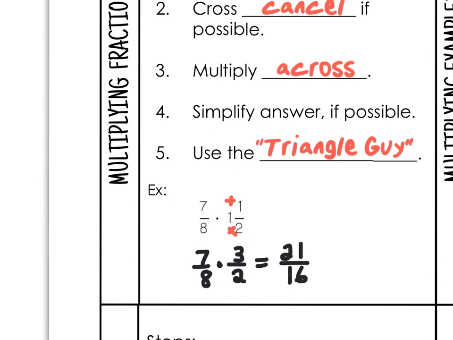And then we're going to simplify our answer, which in this case we cannot. So we're going to box 21 over 16. It does say to use triangle guy, so let's just draw that out here so it's always handy for us. We have 2 positive fractions, which means it's going to stay positive.